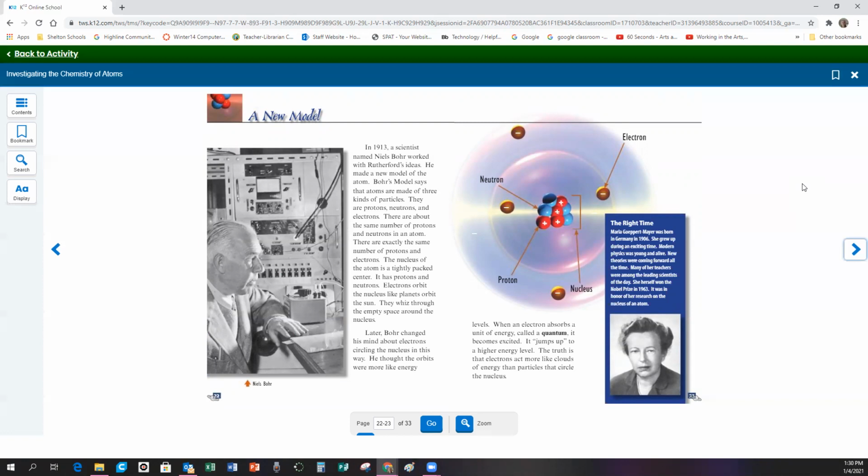Later, Bohr changed his mind about electrons circling the nucleus in this way. He thought the orbits were more like energy levels. When an electron absorbs a unit of energy called a quantum, it becomes excited. It jumps up to a higher energy level. The truth is that electrons act more like clouds of energy than particles that circle the nucleus.